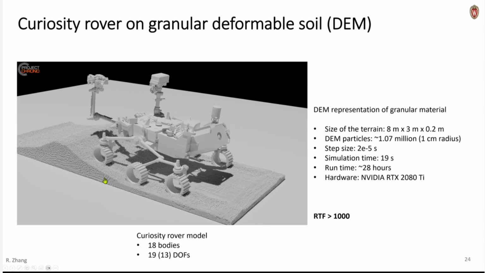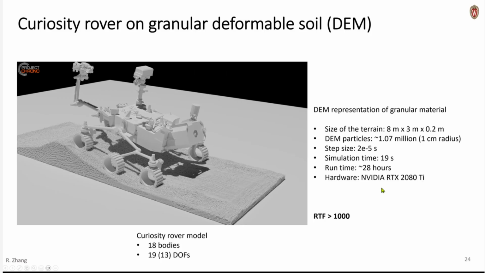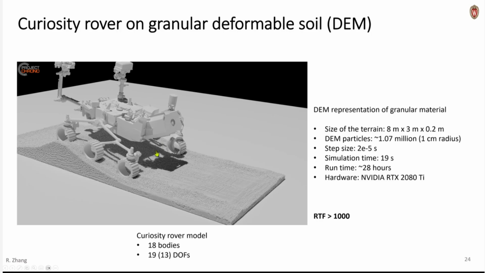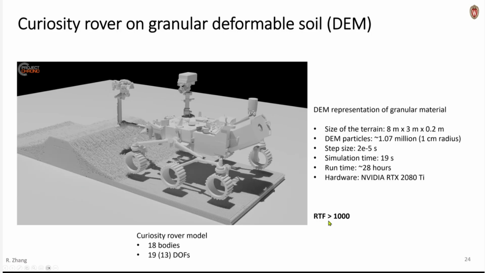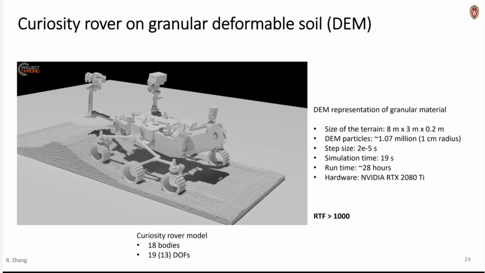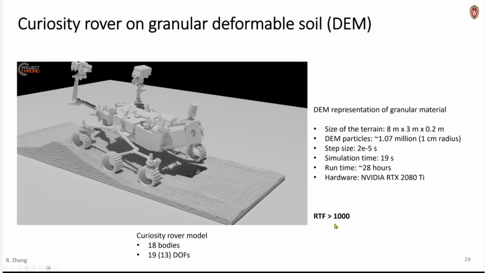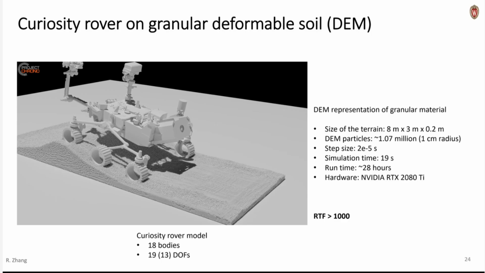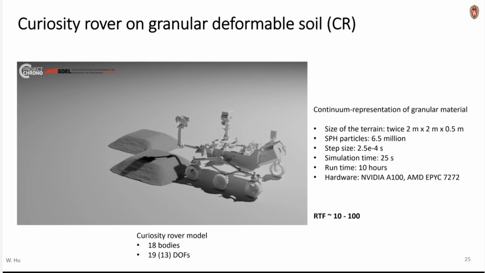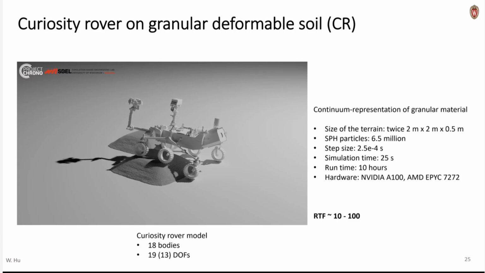The problem with this approach is, even though we have what we claim is a pretty efficient implementation on the GPU of this approach, this takes thousands of times longer than real time. So this real time factor here tells you how many seconds of computer time you need to simulate 1 second of real world, right? So for granular dynamics, this is thousands, right? So if you want to simulate what this rover does for 1 second, you have to wait 1,000 seconds. Okay? Now, more recently, we've been looking a lot at this continuum representation of granular dynamics.